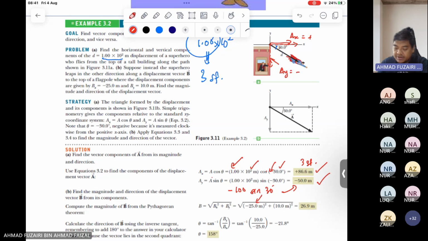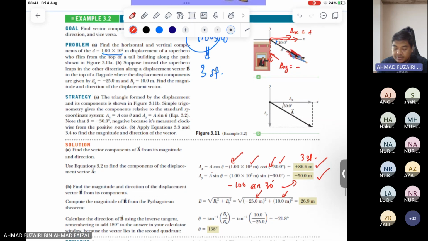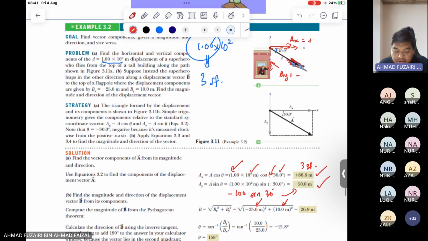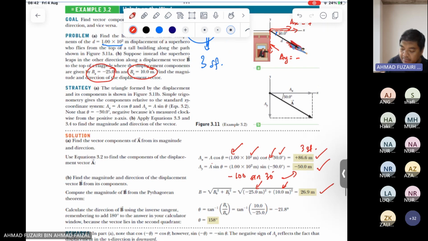Nampak macam mana dia letakkan value dia? Negative 25. Okay, kenapa? Dalam kes ini dia buat yang barulah. Okay, dia cari yang baru. Is negative 25 meters based on value yang diberi di dalam ini dalam soalan. Bukan yang based on tadi lah, sebab sekarang ni naik atas balik and By equals to 10 meters. Okay, so cari magnitude and direction of the displacement vector. So now we get 26.9 meters and theta dapat negative 21.80 degree.